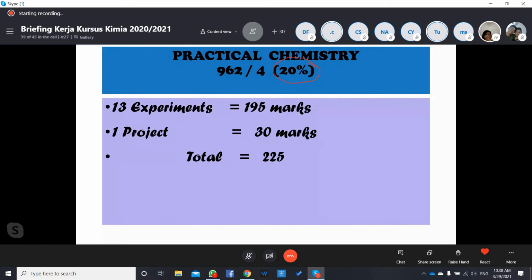It has 13 experiments. You have done 5, so now another 8 to go. This one is done, this one not yet. Then one project. The whole total marks for the 20% is 225, and this 225 contributes 20%.